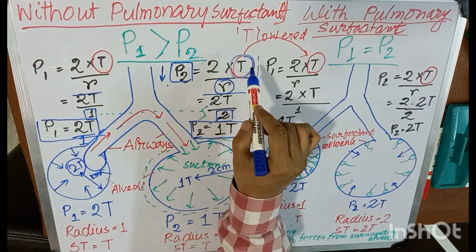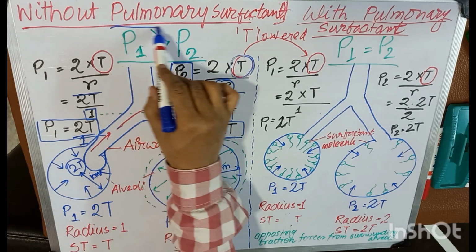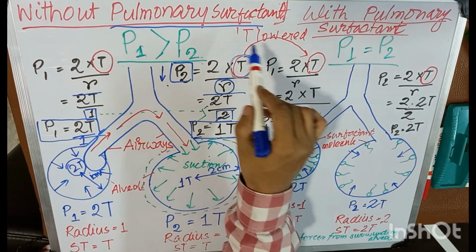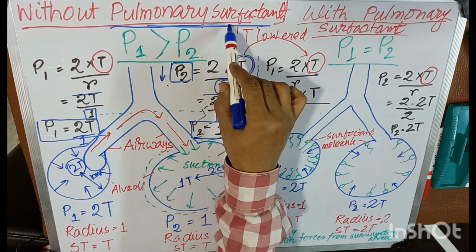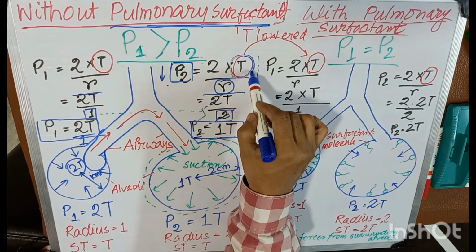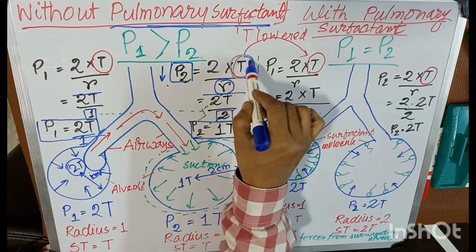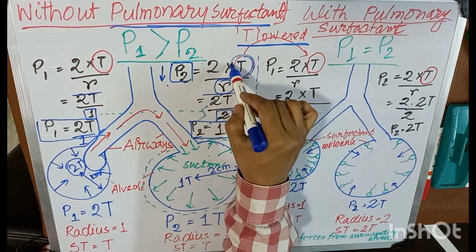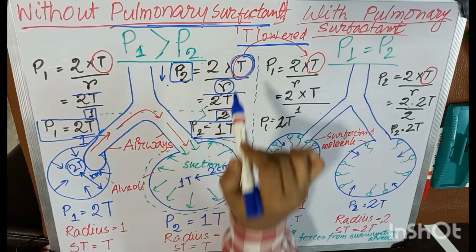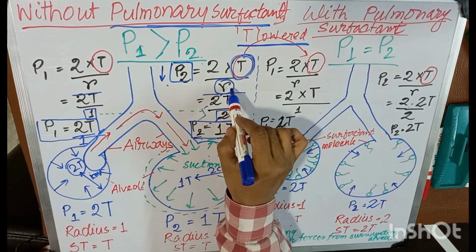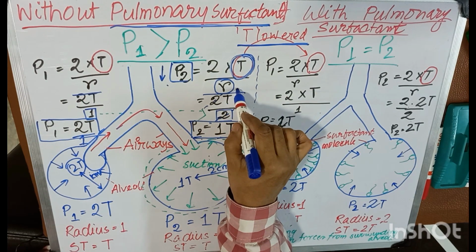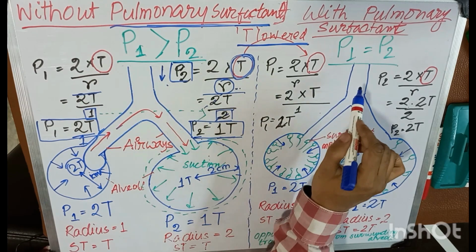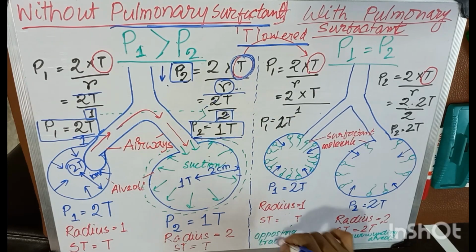and this is tackled by the surfactant molecules. So what these pulmonary surfactant molecules do is they actually lower this T. The surface tension is lowered, while there is an increase in radius. Now what happens in the new scenario, I'll explain here, in this part of the curve.